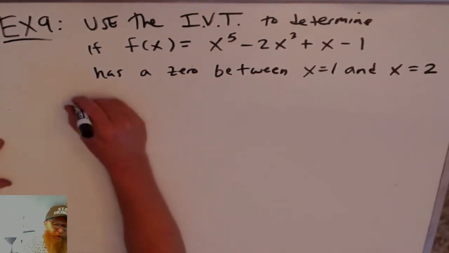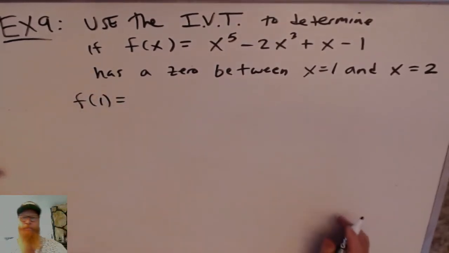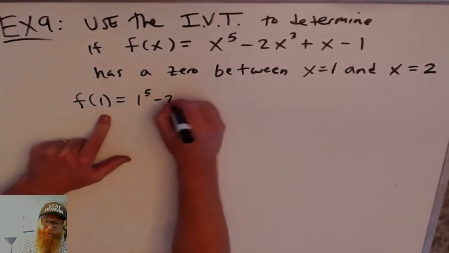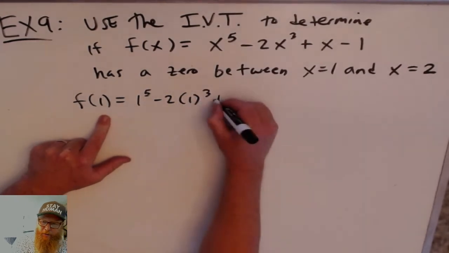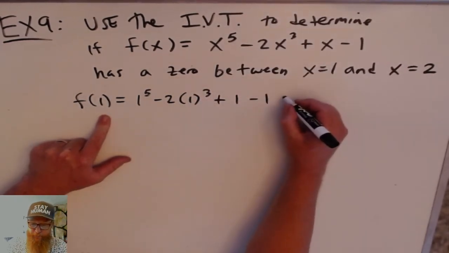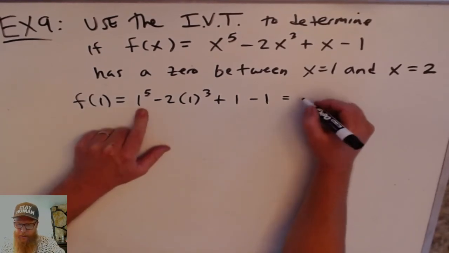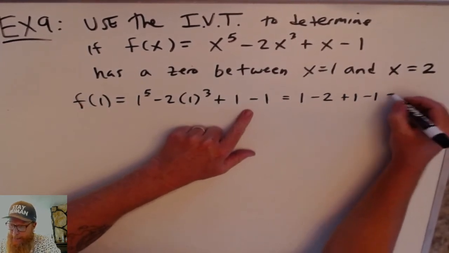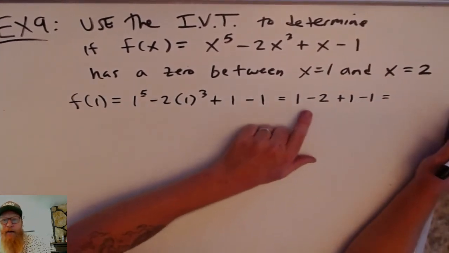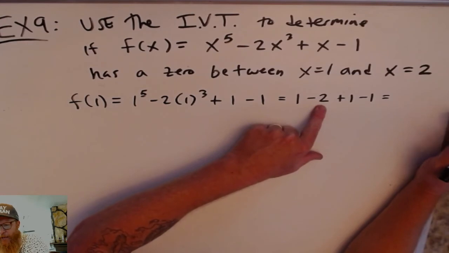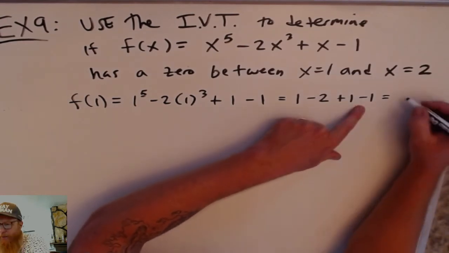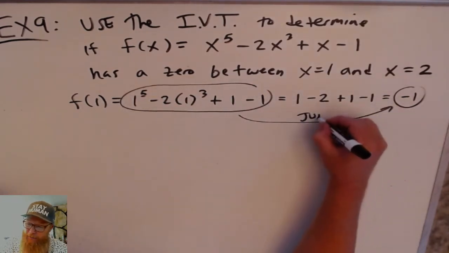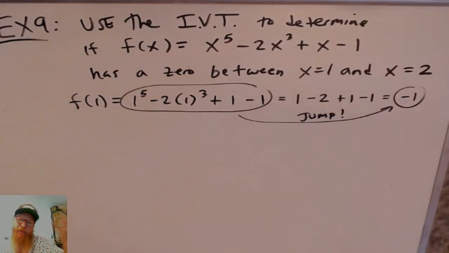All right, so let's figure out what f of 1 is. f of 1 would be 1 to the 5th minus 2 times 1 to the 3rd plus 1 minus 1. It'd be 1 minus 2 plus 1 minus 1. I guess I probably could have done that in my head. 1 minus 2 is -1, plus 1 is 0, minus 1 is -1. If you're good at mental math, you can just jump right to the final value, as long as it's correct.